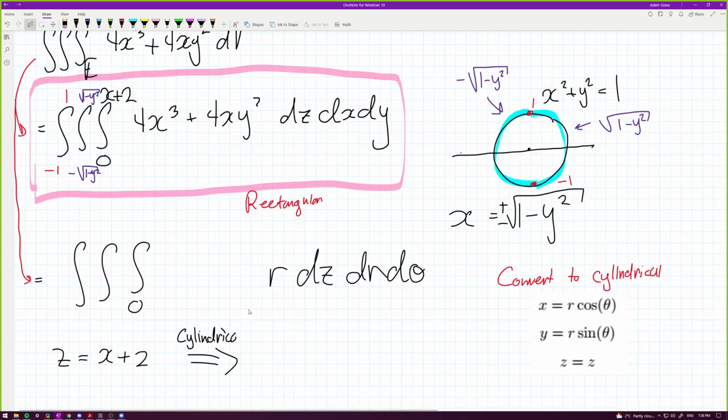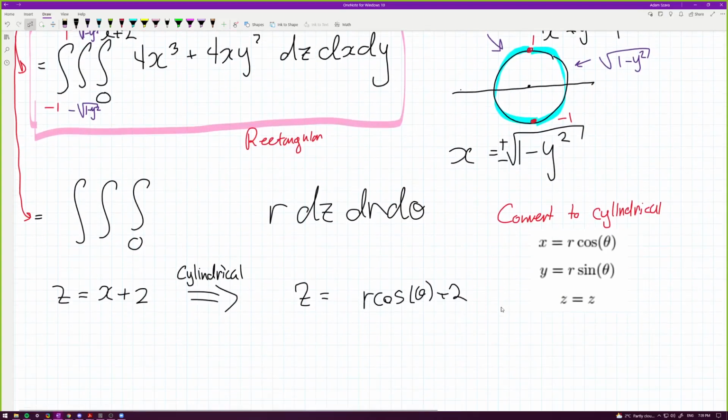Let's just see what they did here. Okay. To do that, I just do what they're saying. z equals r cos theta plus 2. And there we go, that was simple, right? Now it's in polar form. You just follow these conversions right here. So the upper bound is going to be r cos theta plus 2.